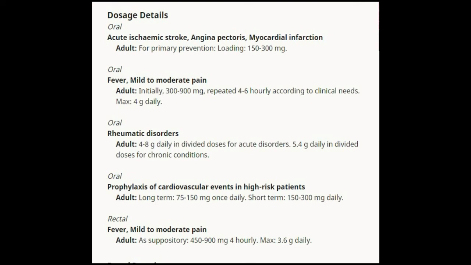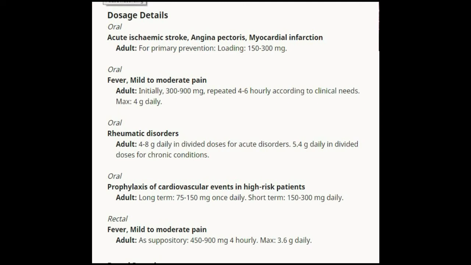For fever and mild to moderate pain, it is still the oral route of administration. Next is for rheumatic disorders, which for adults is 4 to 8 grams daily in divided doses for acute disorders and 5.4 grams daily in divided doses for chronic conditions. Next is for prophylaxis of cardiovascular events in high-risk patients. For long term, it is 75 to 150 milligrams once daily, and for short term, 150 to 300 milligrams daily.